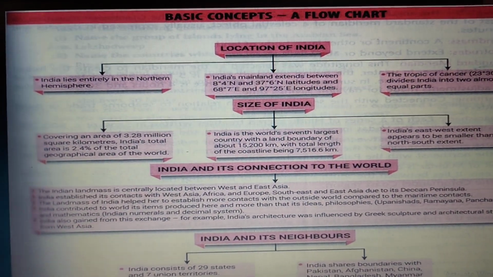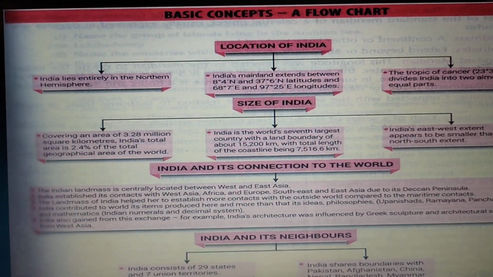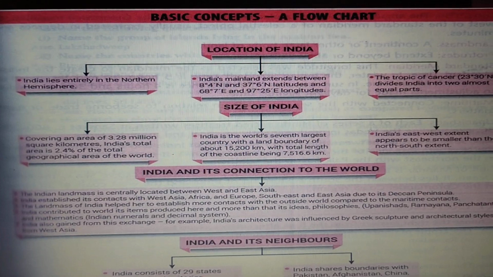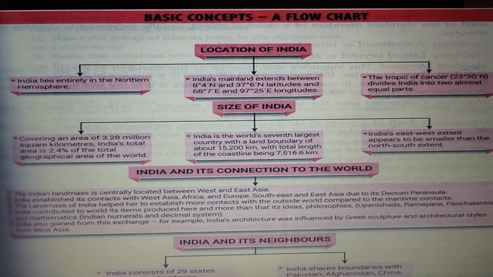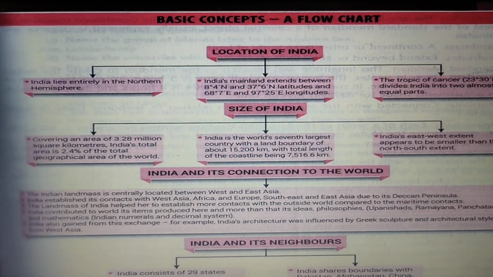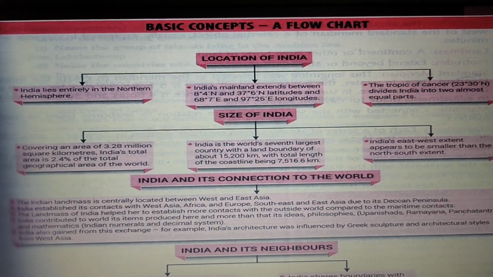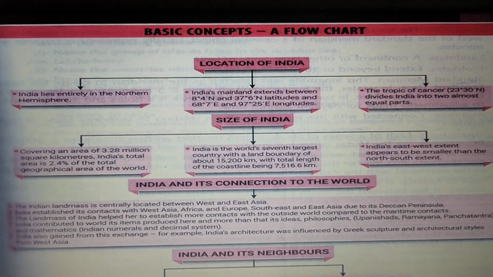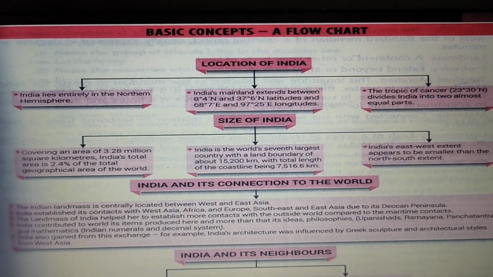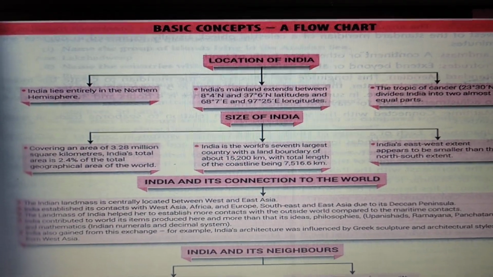India and its connection. The Indian land mass is centrally located between West and East Asia. India established its contacts with West Asia, Africa and Europe, Southeast and East Asia due to its Deccan Peninsula, which protrudes in the Indian Ocean. The landmass of India helped her to establish more contacts with the outside world compared to the maritime contacts.